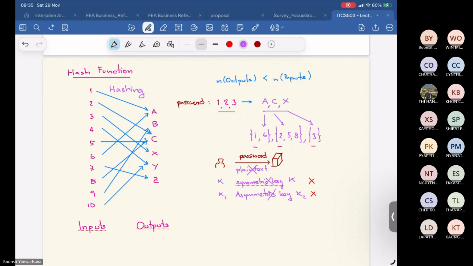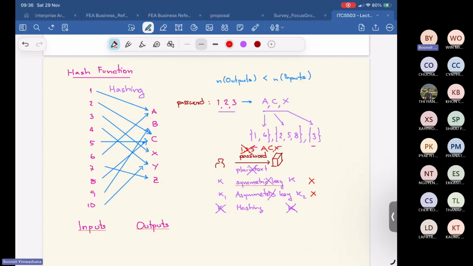And then finally, we have the hash function. How does this work? For hashing, we don't use the key at all. We only use the rule, the mapping, like what you see on the left. And in this case, instead of sending this number 1, 2, 3, we actually send ACX, and then the system receives ACX.